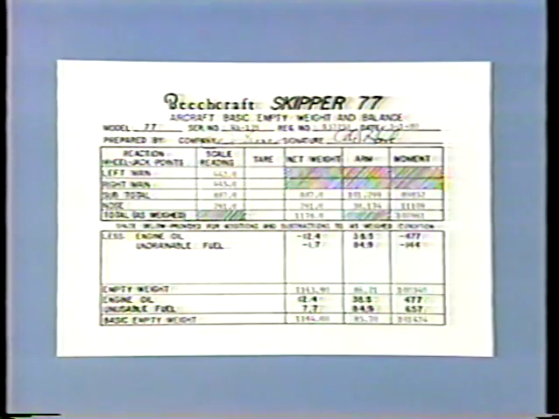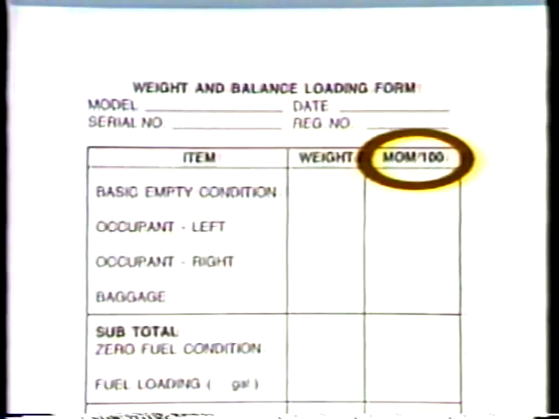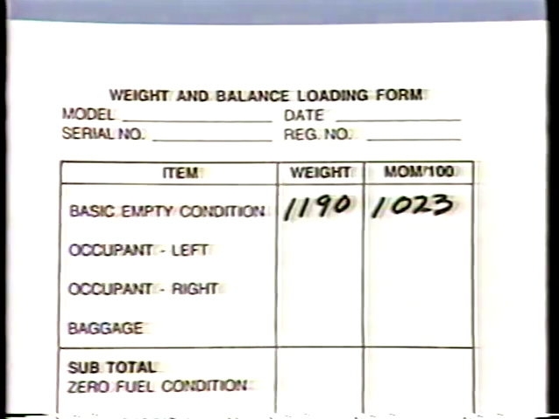The airplane's basic empty weight and moment are taken from the weight and balance papers located inside the cockpit. To make your job even easier, all load moment tables in the Skipper's pilot operating handbook, and for many other airplanes, give the moment divided by 100 so you don't have to work with such large numbers. These are called index numbers. The first values we'll fill in are the basic empty weight, which is 1,190 pounds, and a moment of 1,023.